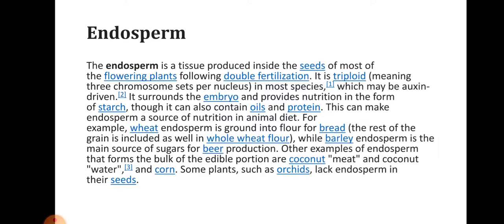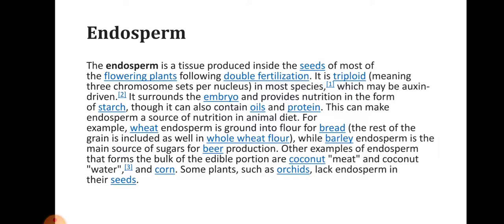The endosperm is a tissue produced inside the seeds of most flowering plants following double fertilization. It is triploid, that means three chromosome sets per nucleus in most species, which may be auxin driven. It surrounds the embryo and provides nutrition in the form of starch, though it can also contain oils and proteins. This makes endosperm a source of nutrition in the animal diet.